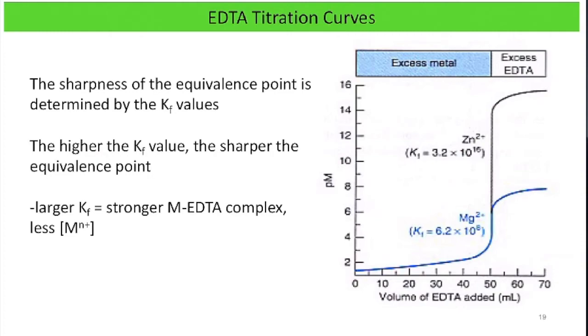So here's just another example using magnesium and zinc. Again, you can see that there's quite a difference in where they end up. The zinc curve is much steeper than the magnesium curve. So the zinc complex, zinc EDTA, is going to create a much stronger complex than magnesium EDTA. And you can see that by their Kf values. So zinc EDTA has a Kf value of 3.2 times 10 to the 16, whereas magnesium EDTA is 6.2 times 10 to the 8. So the zinc EDTA complex is 8 orders of magnitude stronger than the magnesium EDTA complex.